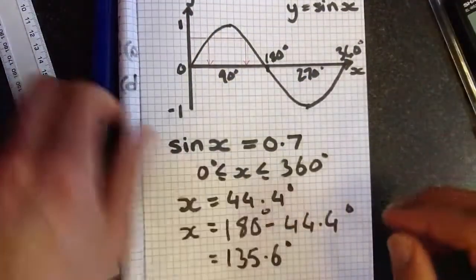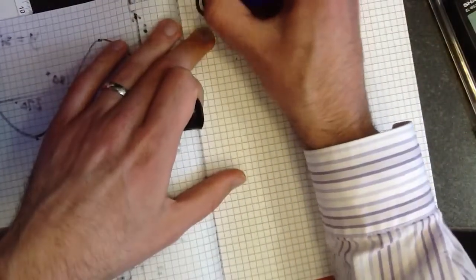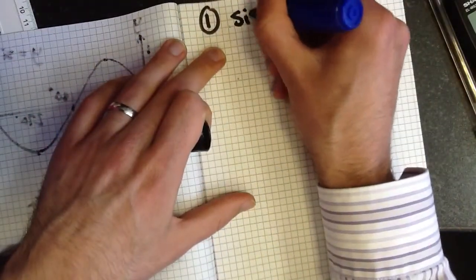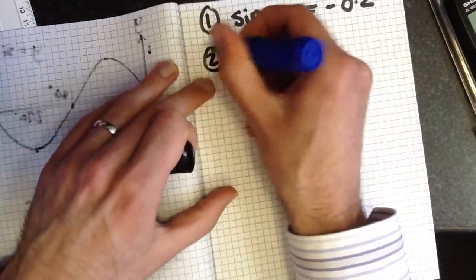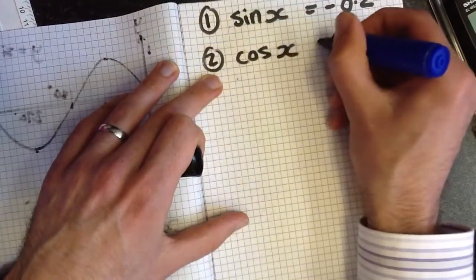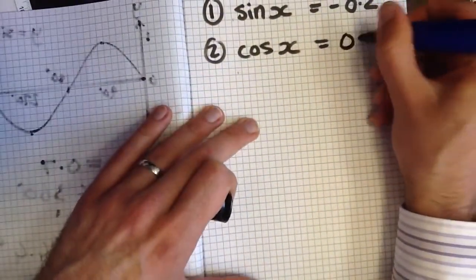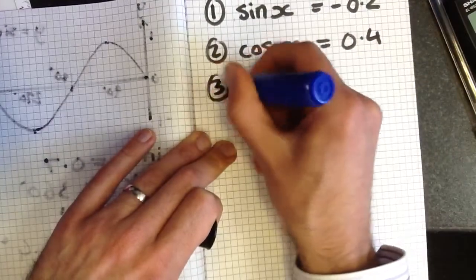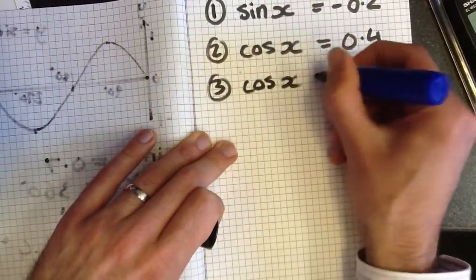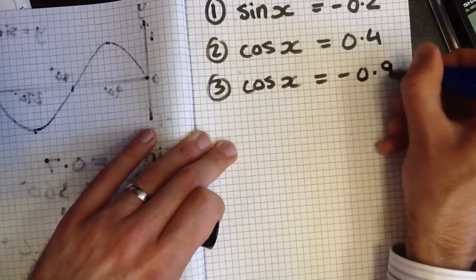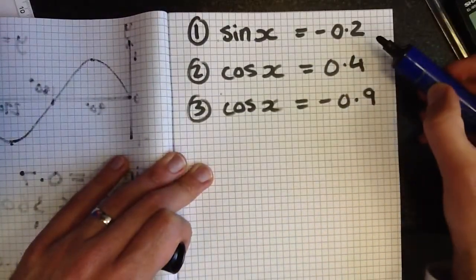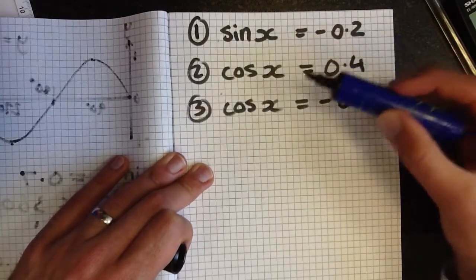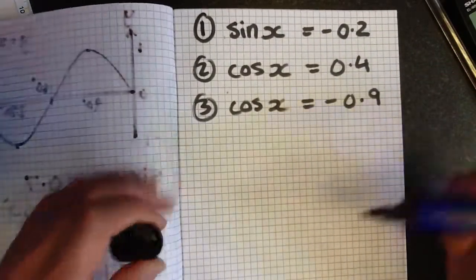So, some questions for you to try now. I would like you to solve where, first of all, sin x equals minus 0.2. Then I'd like you to solve cos x equals 0.4. And finally, I'd like you to solve where cos x equals minus 0.9. A few hints for you. You'll need to use your sketch of the sine graph for this one, and for questions 2 and 3 you'll need to sketch the cos graph first.